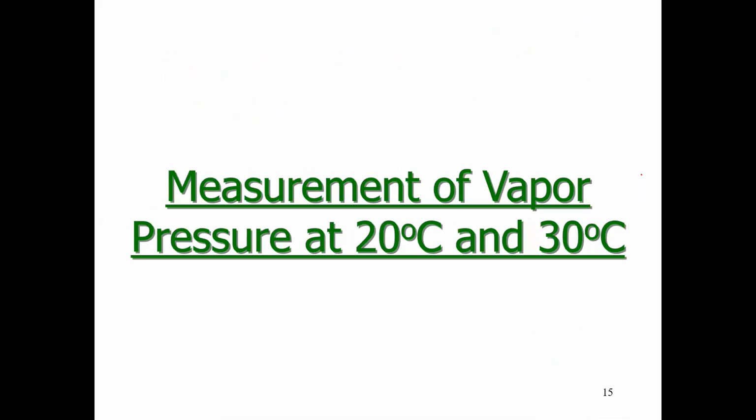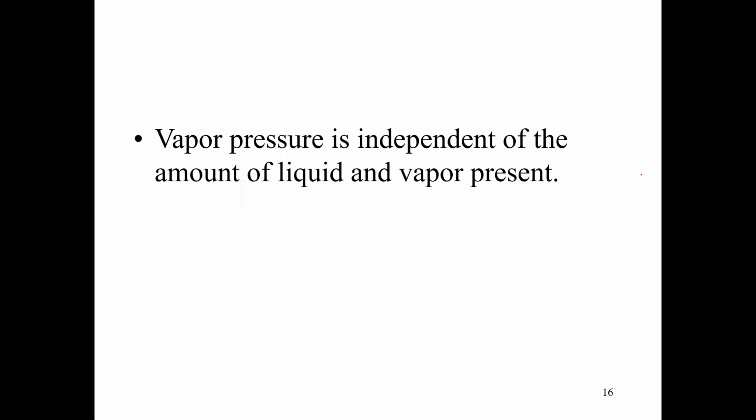In the small space. Now, measurement of vapor pressure at 20 degrees and 30 degrees Celsius. This is where they get the numbers for what you were dealing with this week in lab. The vapor pressure is independent of the amount of liquid and vapor present. It increases with temperature. So you increase the temperature, the pressure will go up.